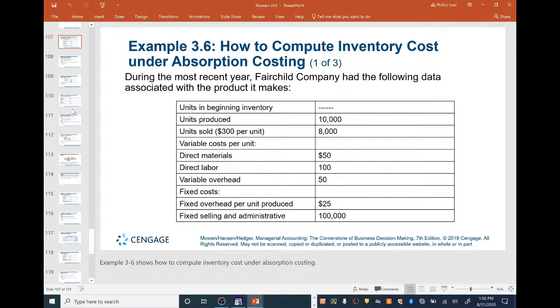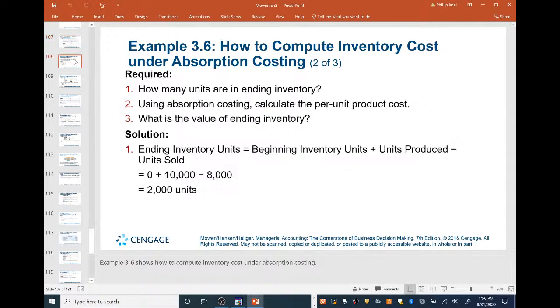During the most recent year, Fairchild Company had the following data associated with the product that it makes. I'll give you a second to look at the data here, and we'll come back to it. There are three things they want us to do. First, how many units are in ending inventory? How do we find ending inventory?